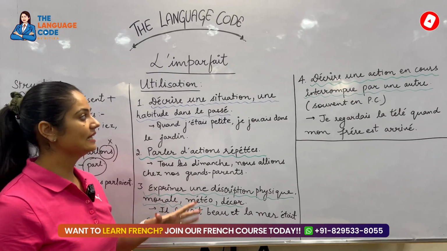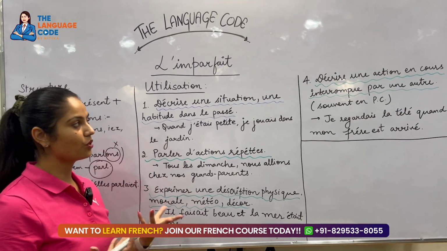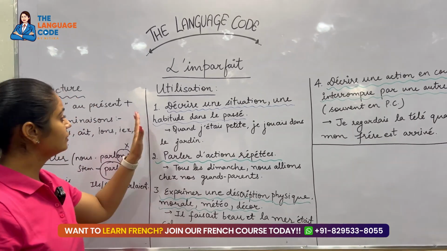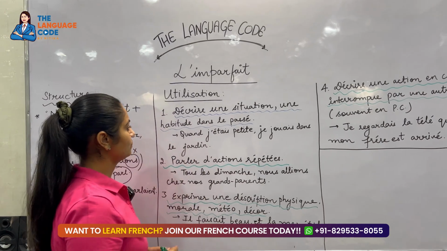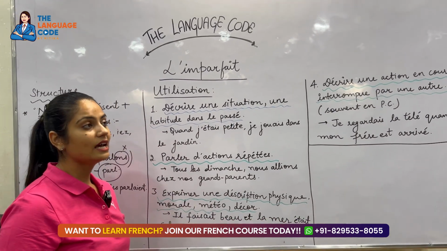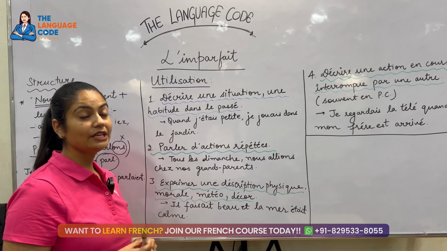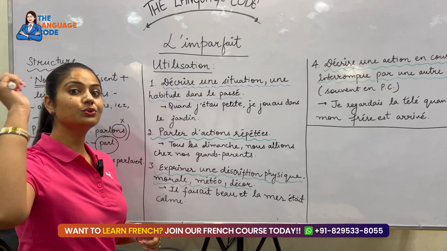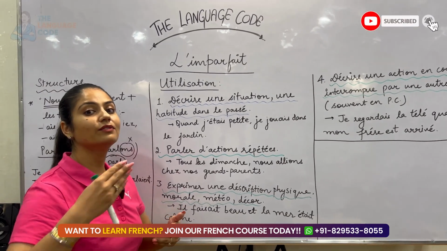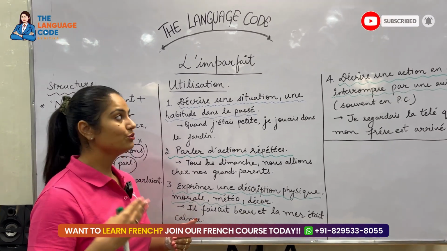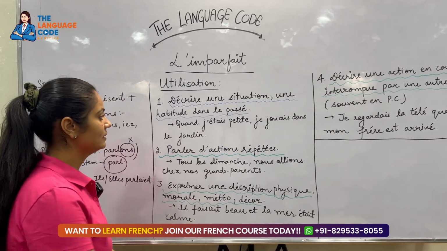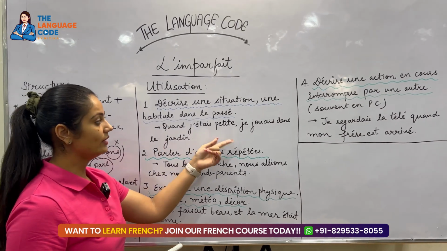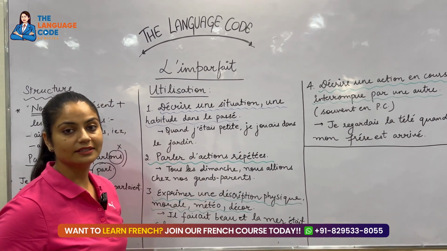First of all, let's understand the utilisation, that is the usage of l'imparfait. In which situations of the past do we use l'imparfait? The first one is décrire une situation, une habitude dans le passé. In English you say words like, I used to play football when I was a child. So to describe the habits of the past, you use l'imparfait. Par exemple, quand j'étais petite, je jouais dans le jardin. So when I was little, I used to play in the garden.